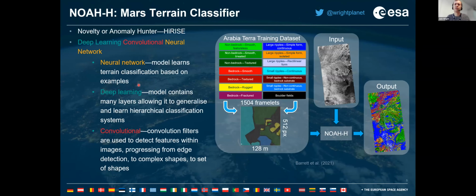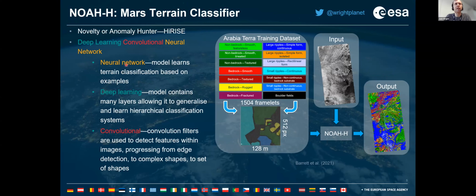And the machine learning algorithm I'm talking about is called NOAH-H. It's a machine learning algorithm that was commissioned by ESA specifically to characterize the terrain at the landing sites for ExoMars. And NOAH-H stands for novelty or anomaly hunter, and the H at the end stands for HiRISE. So this is a machine learning algorithm that is trained to ingest as its input HiRISE images to produce a terrain classified raster.